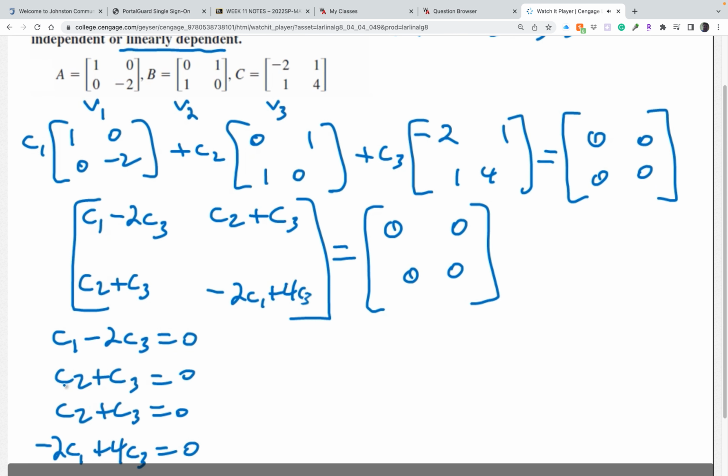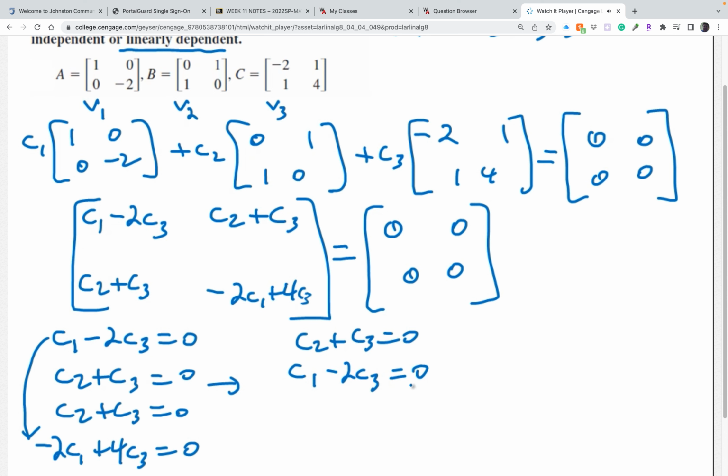Now we can note that C sub 2 plus C sub 3 is repeated, so we only need to use that once. So we'll have C sub 2 plus C sub 3 equal to 0. And negative 2C sub 1 plus 4C sub 3 equal to 0 is a multiple of the first equation. So we only need that first equation, C sub 1 minus 2C sub 3 equal to 0. Now it appears that this could have infinitely many solutions.